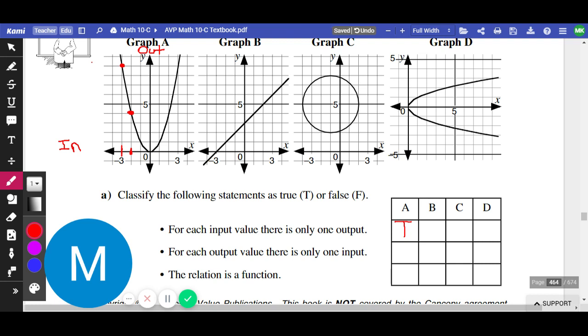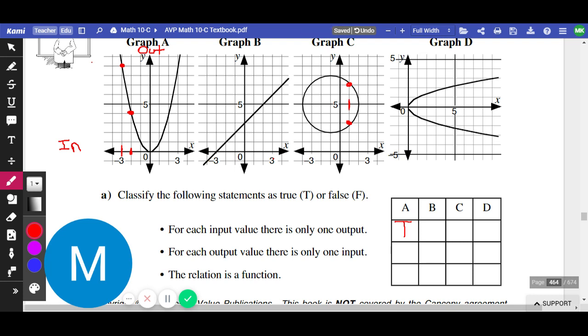If you look at graph C, we're going to skip B for a second. I said, okay, does every input have only one output? I look at, say, my input of 1. Okay, given an input of 1, what's the output? There's technically 2 outputs for this one. There's an output here at about 2, and there's an output here at about -2. See how there's 2 different outputs for that input.